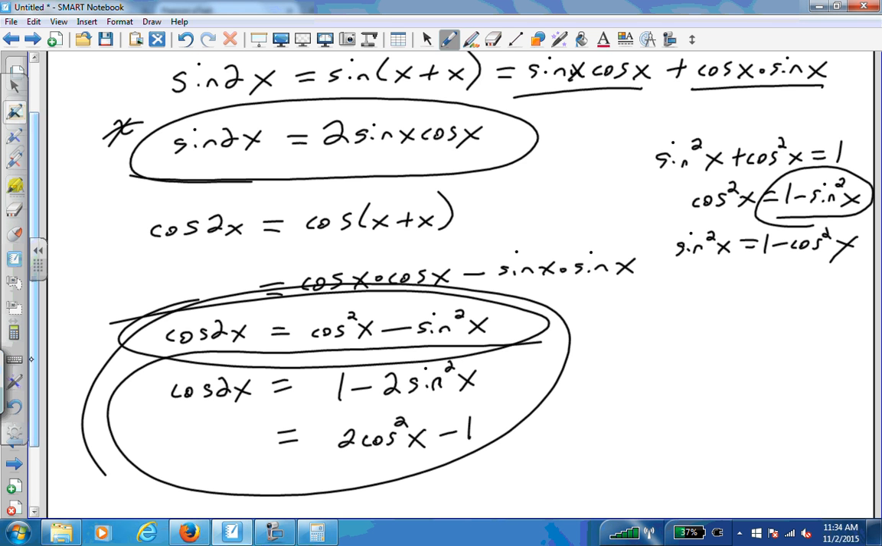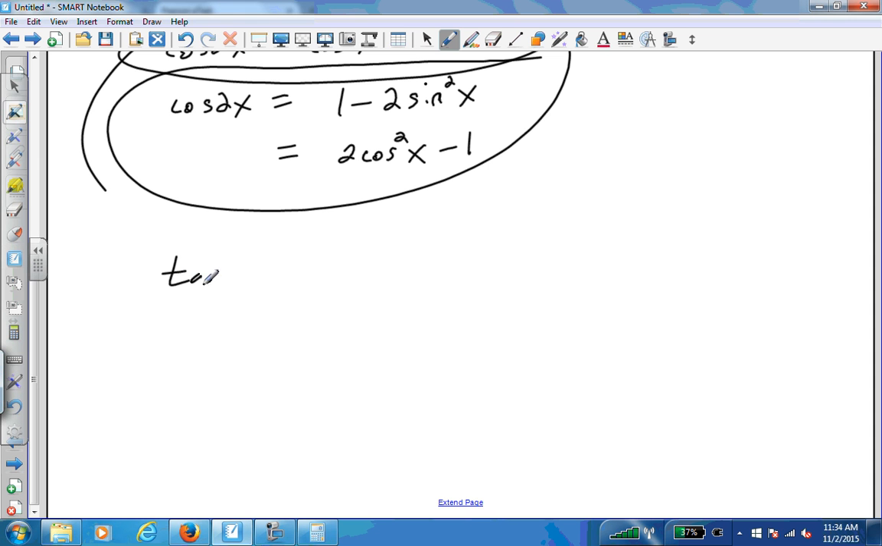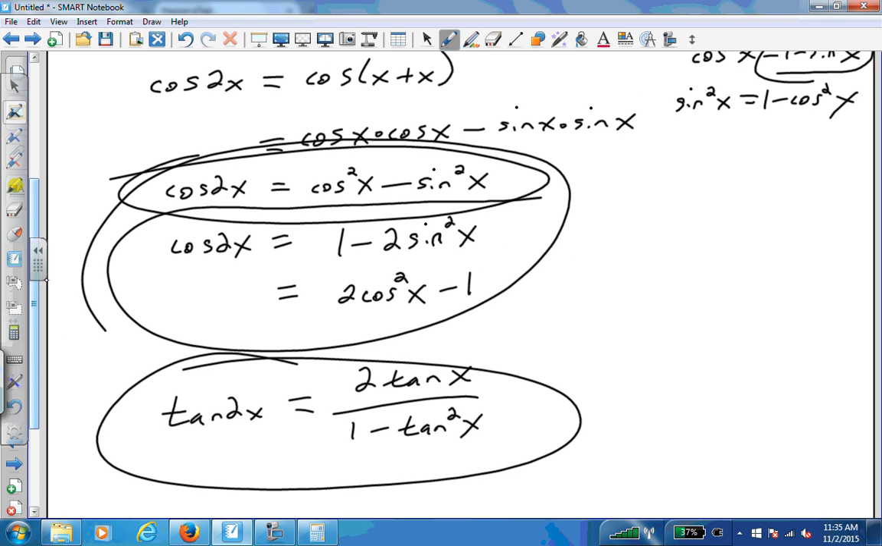For tangent 2x, we don't use it as frequently. But you could get it the same way. If you take tangent of u plus or minus v and let both angles be x, x plus x is 2x. So you'd have 2 tangent x terms on the top, and 1 minus tangent times tangent, which is 1 minus tangent squared. The tangent 2x, we don't use that a lot.